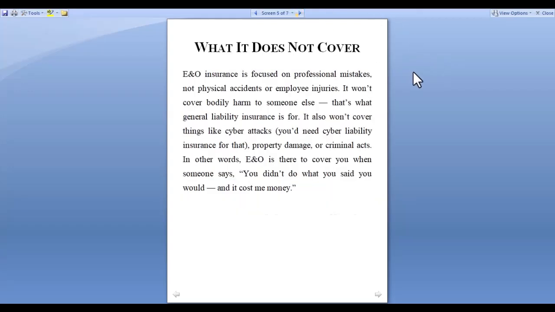The next page just says what it does not cover. E&O insurance is focused on professional mistakes, not physical accidents or employee injuries. It won't cover bodily harm to someone else. That's what general liability insurance is for. It also won't cover things like cyber attacks. You would need cyber liability insurance for that. Nor property damage or criminal acts. In other words, E&O is there to cover you when someone says you didn't do what you said you would and it cost me money. So now let's go to the next page.